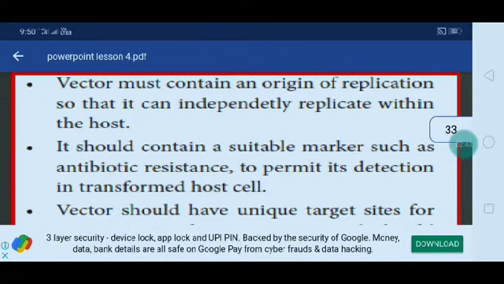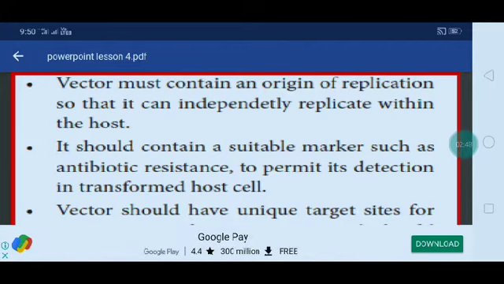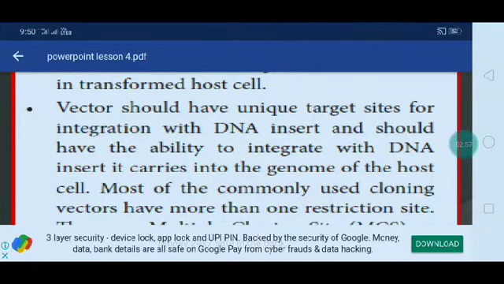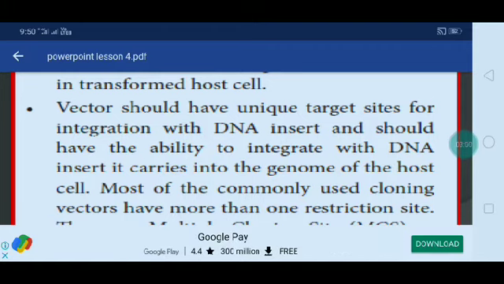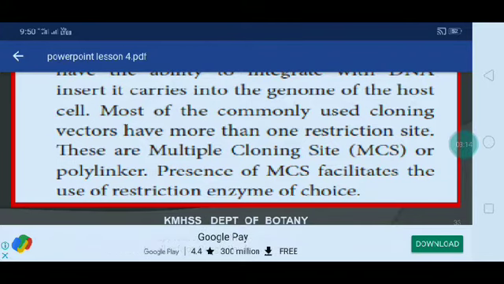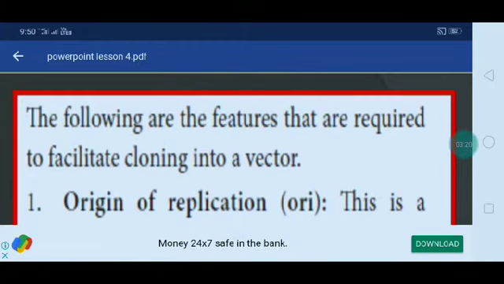It should contain a suitable marker, such as antibiotic resistance, to permit detection in the transformed host cell. The vector should have unique target sites for integration with the DNA insert, and should have the ability to integrate the DNA insert it carries into the genome of the host cell. Most of the commonly used cloning vectors have more than one restriction site. These are the multiple cloning site, MCS, or polylinker. The presence of an MCS facilitates the use of restriction enzymes of choice.